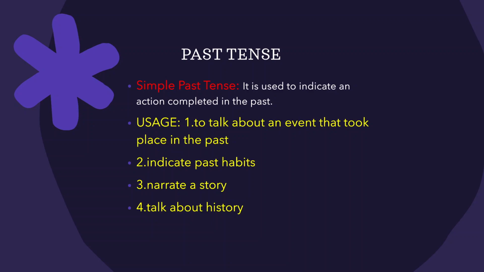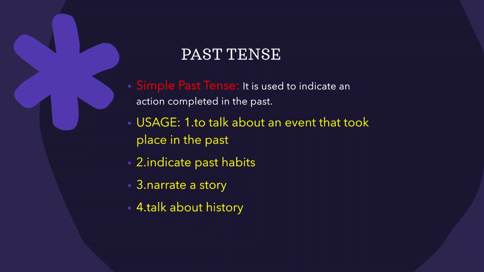After that, let us go to past tense. So, past tense, first form is simple past tense. It is used to indicate an action completed in the past. For example, if I say, we moved to Kolkata, that means if the present time is 2021, we moved to Kolkata before 2021.